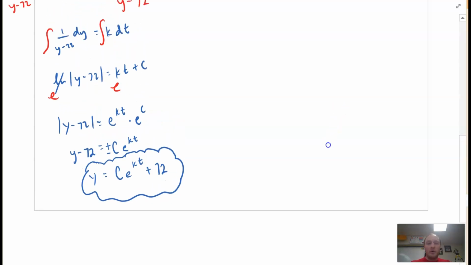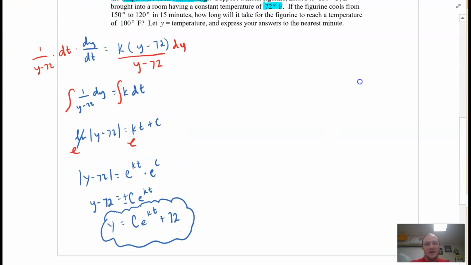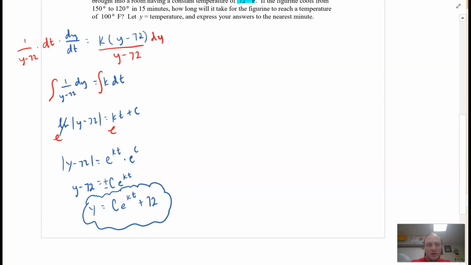All right, what we want to do with this is go ahead and do a couple of things. They're going to ask us a question. They want to know how long until the object is a certain temperature. Well, there's a couple of problems with this. One is I don't know the c value here, and I also don't know this value of k, the growth or cooling rate. So what we're going to do is solve those.